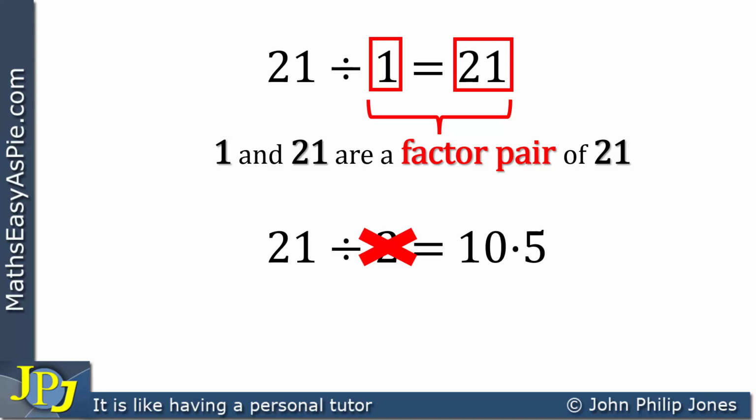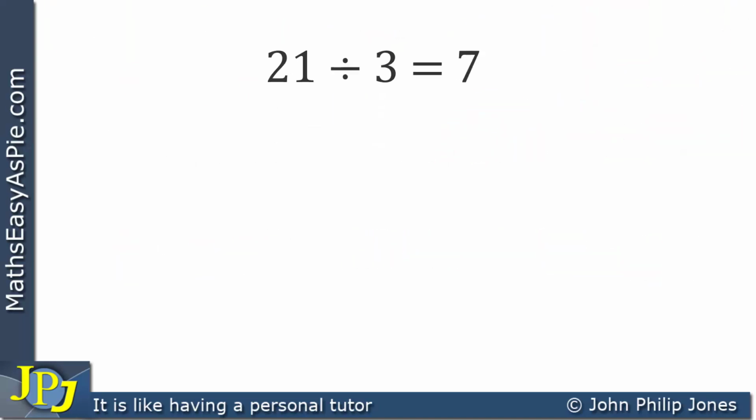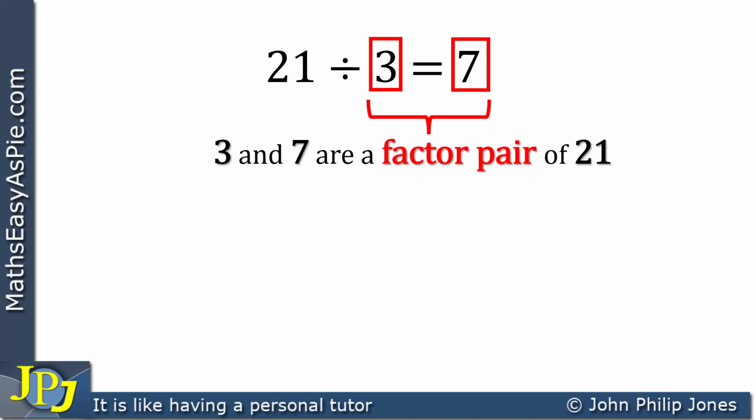The next thing I'm going to do is to divide by 3. So here you can see I've got 21 divided by 3, and it gives a result of 7, which is a whole number. Consequently, the 3 and 7 can be marked as a factor pair of 21. So far, I've divided by 1, 2, and 3.